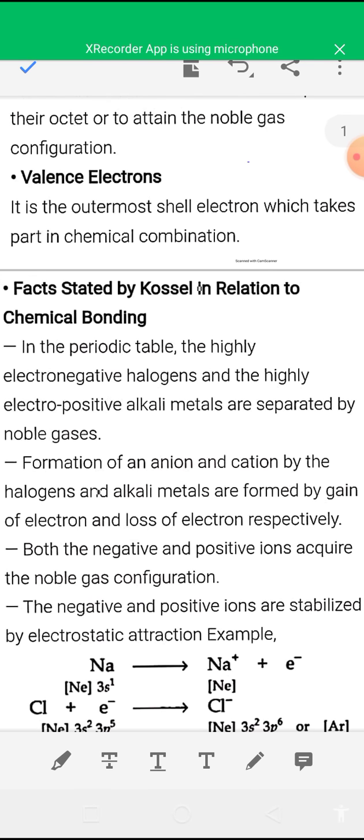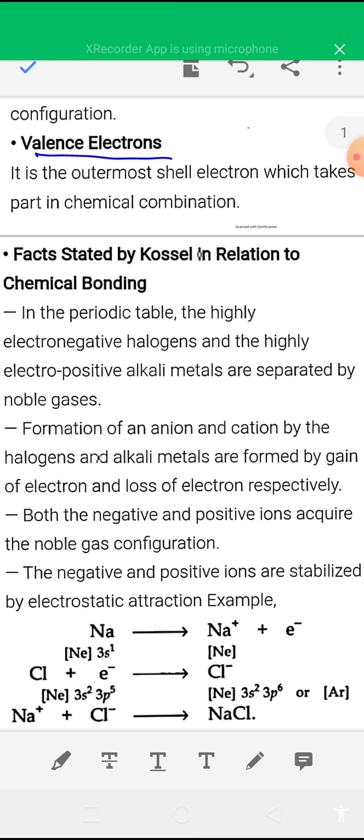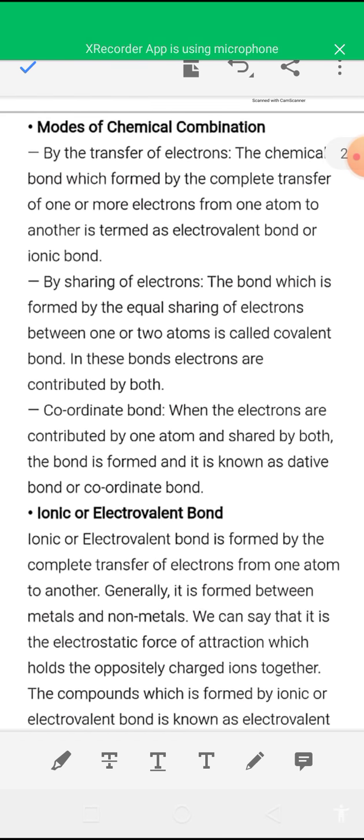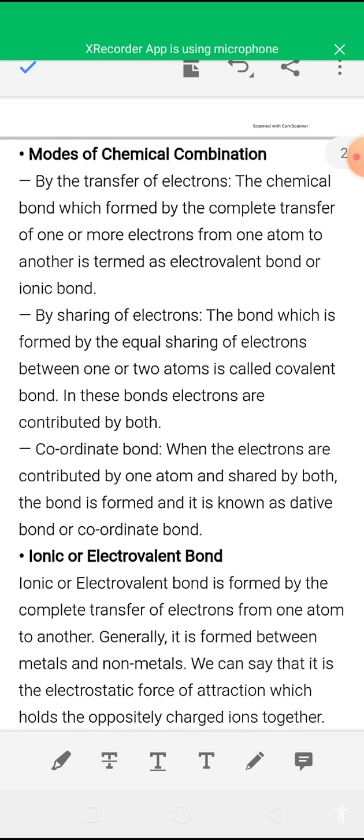The outermost shell is known as the valence shell, and the electrons present in the outermost shell are known as valence electrons of that atom. This valence electron of an atom takes part in chemical bond formation. That is, valence electrons take part in chemical combination. So why do atoms form chemical bonds, or take part in chemical combination? This is because they want to attain noble gas electronic configuration, to attain stable electronic configuration.